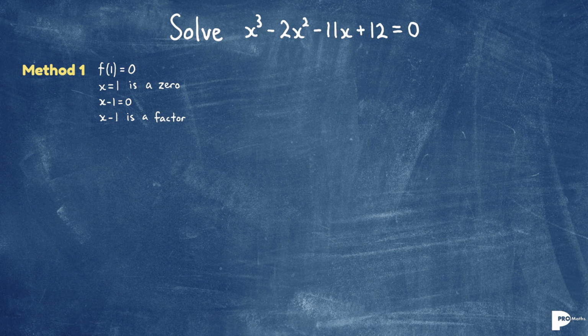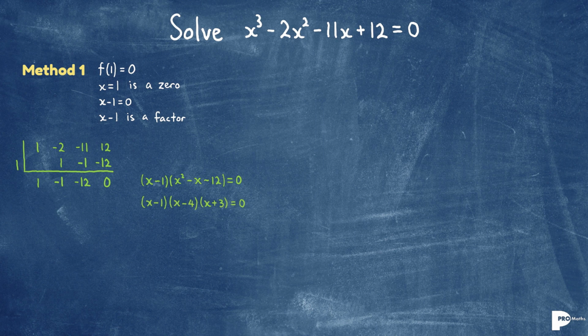Now for some long division. We'll use synthetic division because it's super quick. So now you can write your equation as x take 1 by x squared take x take 12 equals 0, which is x take 1 by x take 4 by x plus 3 equals 0. So x equals -3, 1, or 4.